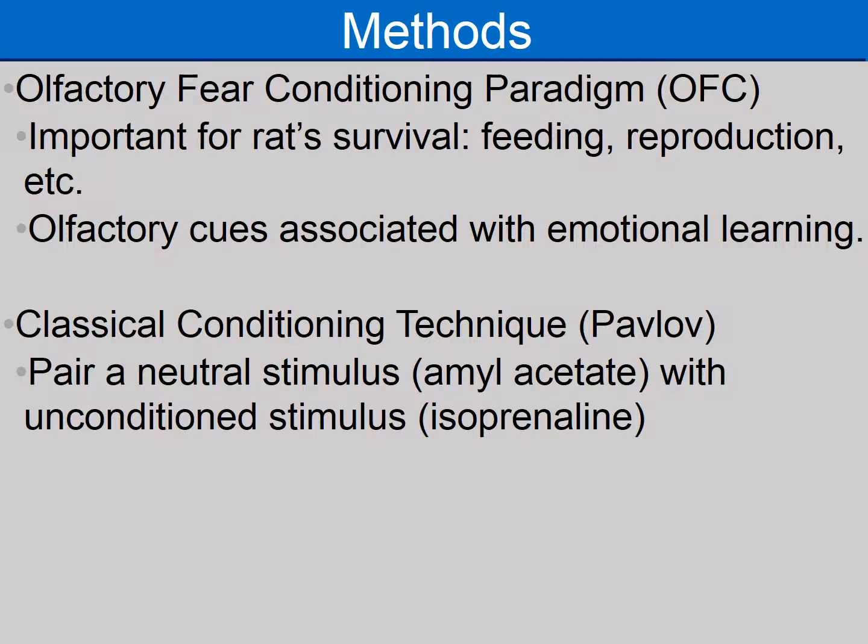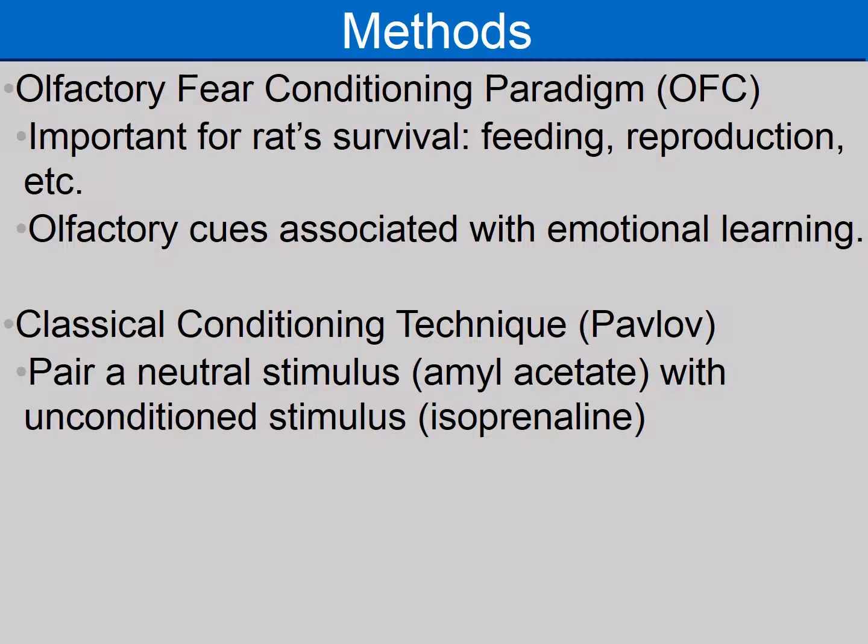In order to test for anxiety, both immediate as well as learned, I used an olfactory fear conditioning paradigm, which basically takes the Pavlovian classical conditioning technique, which pairs a neutral stimulus, in this case amyl acetate, which is an odor that smells vaguely like bananas, with an unconditioned stimulus, which is isoprenaline, which would normally affect the rat and induce anxiety anyways.